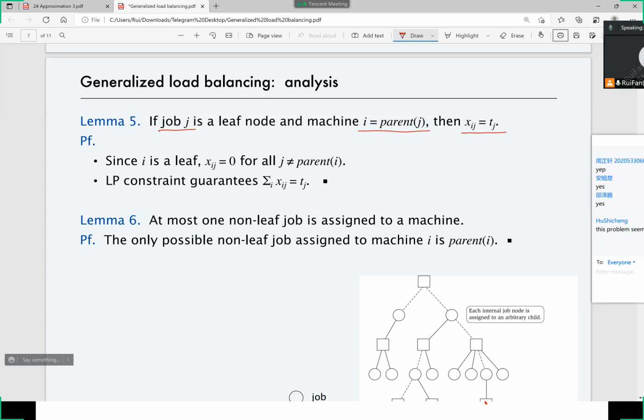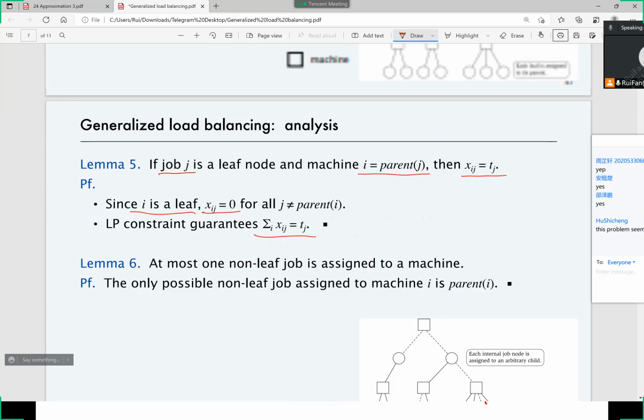And the reason is because if i is a leaf over here, then it only has a single parent. That means x_ij is going to be 0 for all of the nodes which are not equal to its parent, because if it's positive for some other node, then there would be an edge to that other node. But we know that i only has an edge to a single node, its parent. And we know that it has to satisfy this constraint.